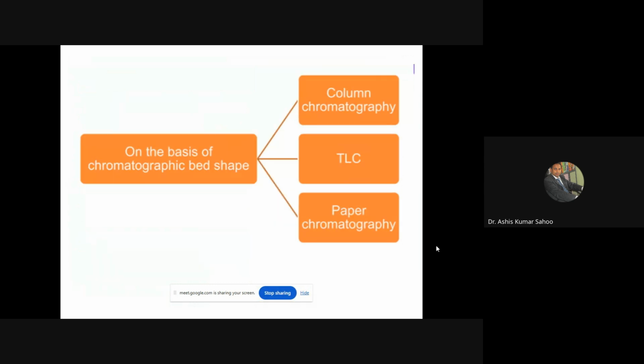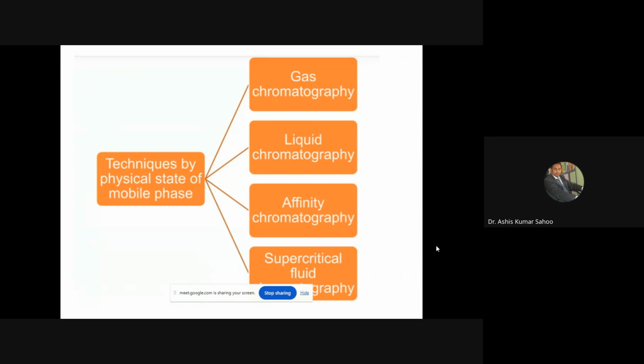On the basis of chromatographic bed shape: column chromatography, thin layer chromatography, paper chromatography. Then technique by physical state of the mobile phase: it is divided into four types: gas chromatography, liquid chromatography, affinity chromatography, and supercritical fluid chromatography. So these are the different classifications of chromatography. Let's see one by one.